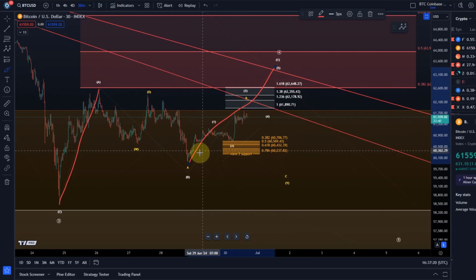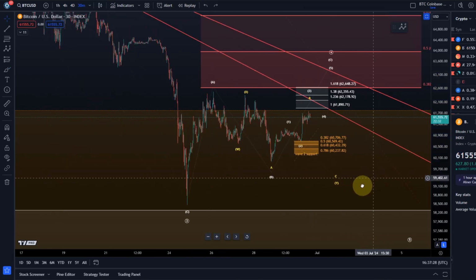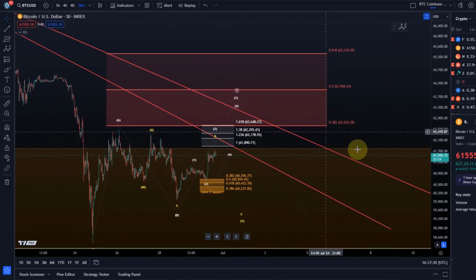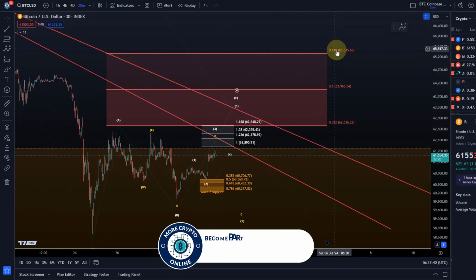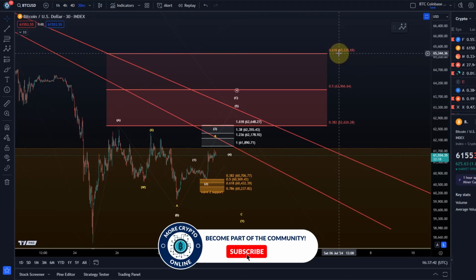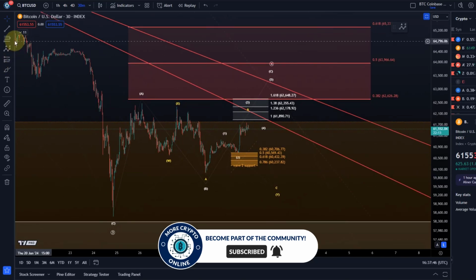And what we should talk about is, what would be the 100% extension of that C wave? Because that would be a key target. We have our resistance area for wave 4, just the standard resistance area. It's defined between 62,626 and 65,335. But obviously we can specify that further by looking at the internal wave structure.